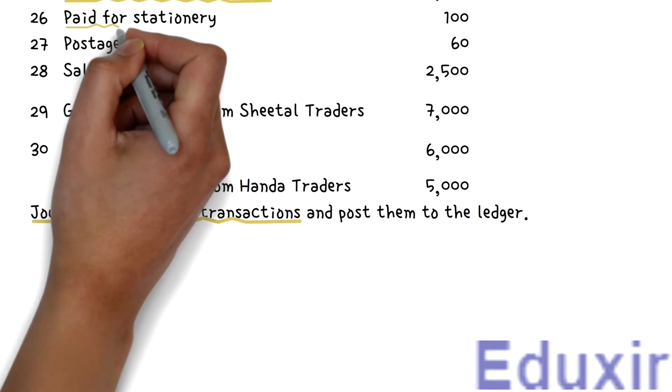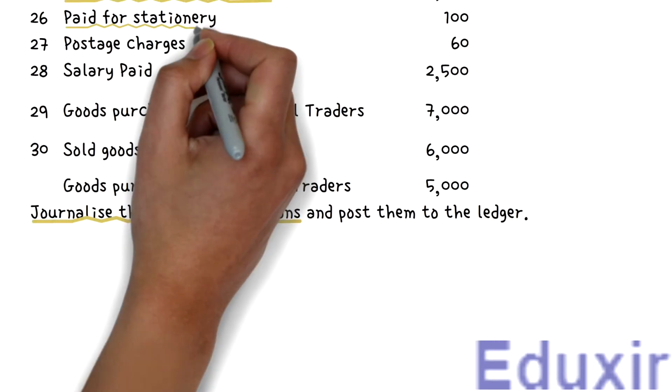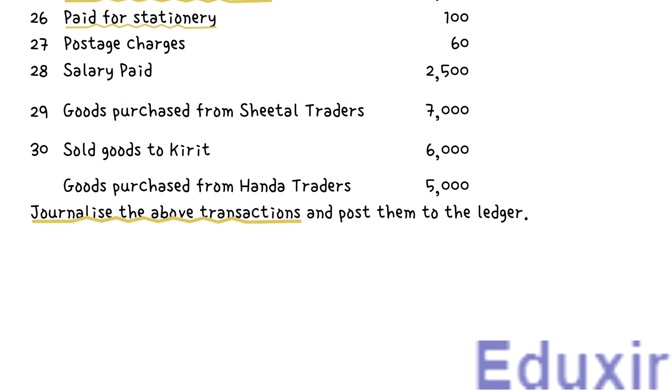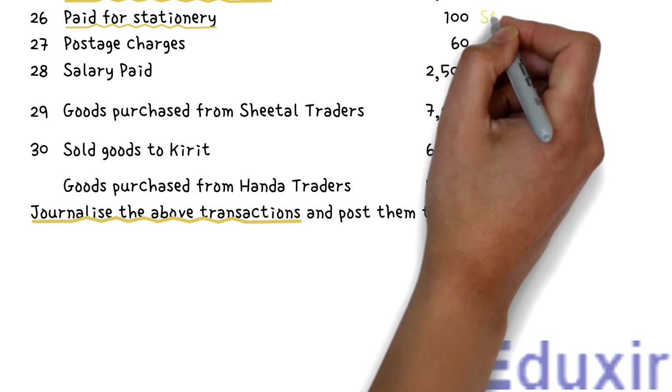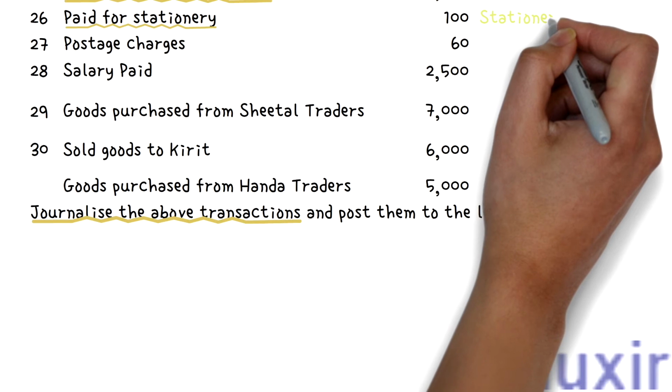In this transaction, the business has paid 100 rupees for stationery. As you are aware, unless otherwise specified, all the payments are considered to be done in cash. As you know, the purchase of stationery is an expense. In other words, the business is incurring an expense in this transaction. The rule to record any expense incurred is to debit the corresponding expenses account. In this case, the stationery account should be debited.